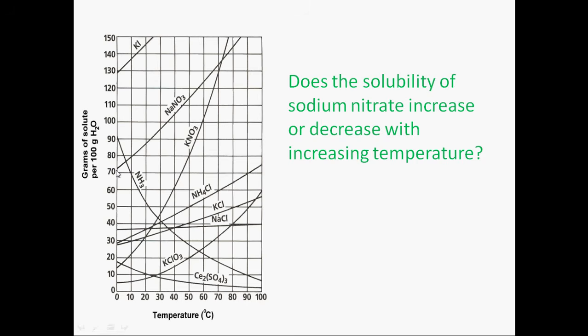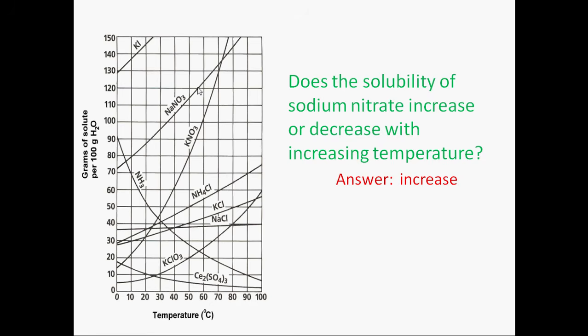And what we notice is that at 0 degrees, we can only fit 73 grams or so of sodium nitrate into our water. But as we increase up to, say, 60 degrees Celsius, we can actually dissolve about 125 grams of sodium nitrate into the same amount of water. So the solubility of our sodium nitrate is increasing as we increase the temperature. We can cram more and more sodium nitrate into our water as we heat up our solution.